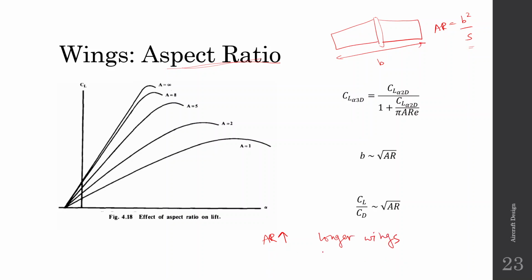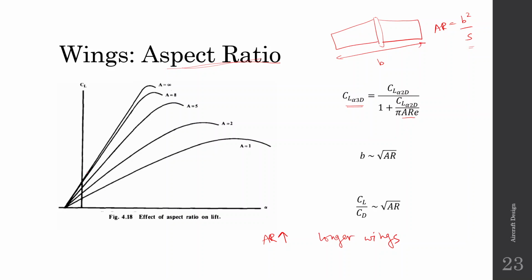So obviously, if your aspect ratio is very high, then it is going to behave almost like an infinite wing. So it is going to behave like an aerofoil only. But if your aspect ratio is low, then it is going to behave significantly different from the aerofoil. Now we have a formula for CL alpha 3D. CL alpha 3D is CL alpha 2D by this correction factor, and you can see that the correction factor depends on the aspect ratio.